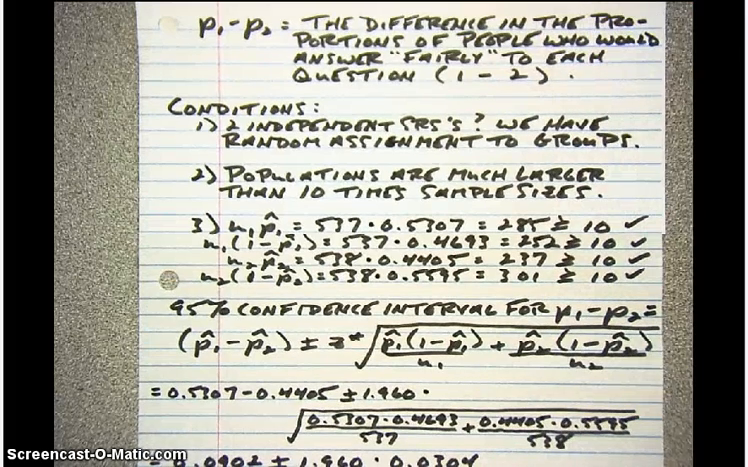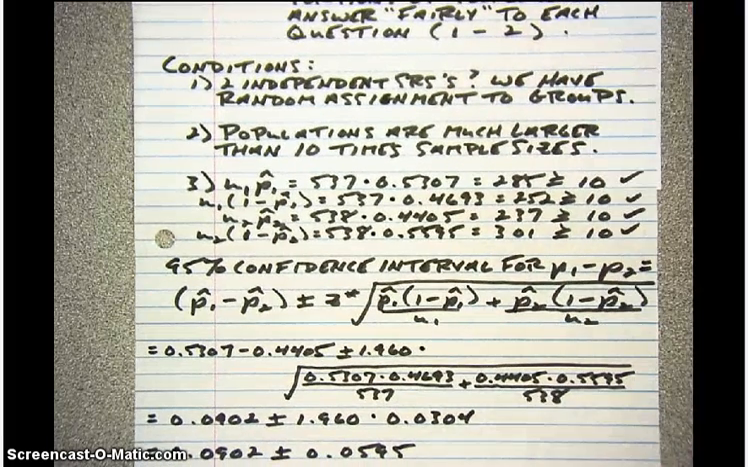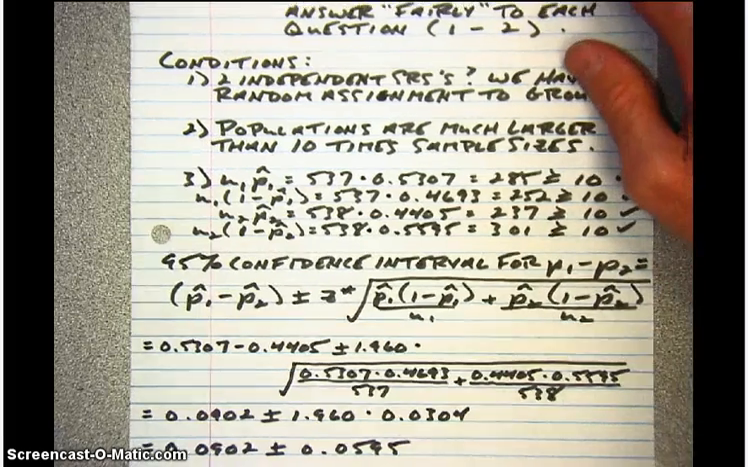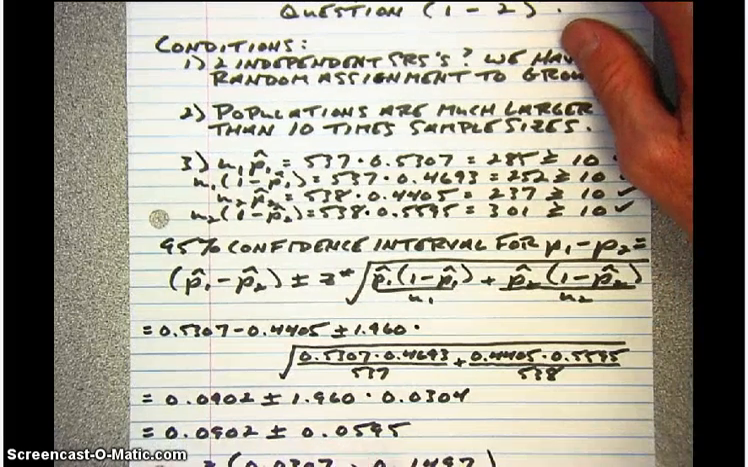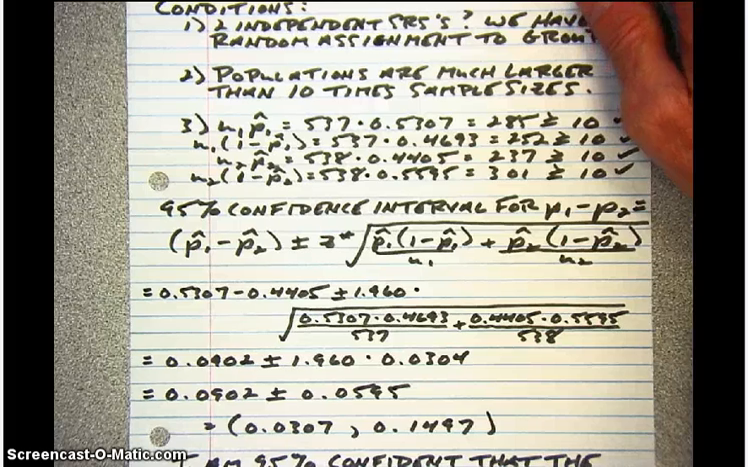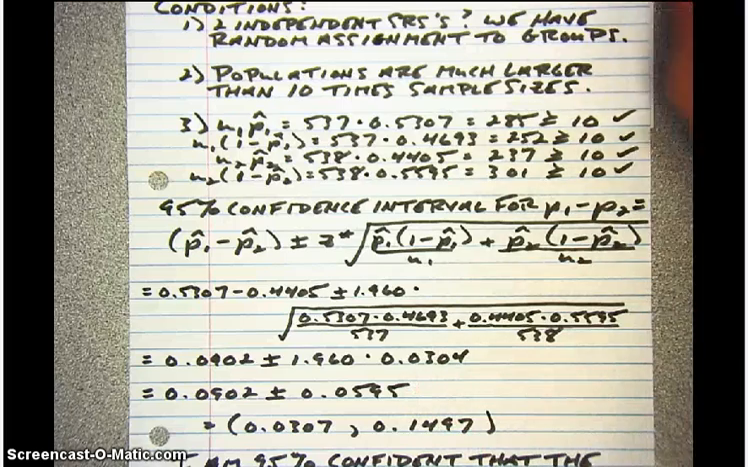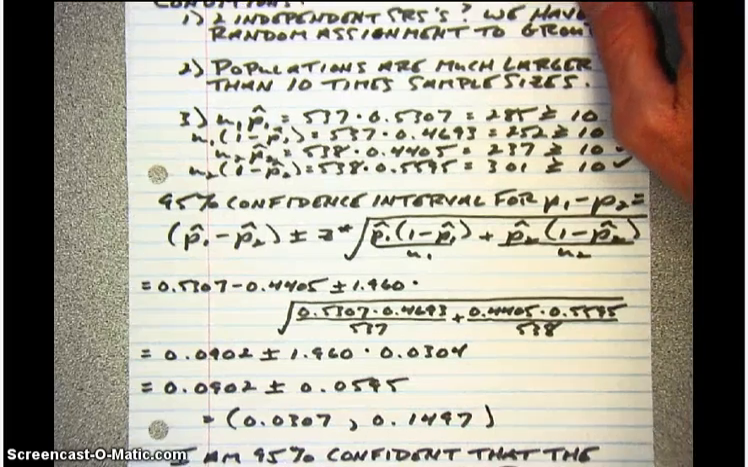0.5307 minus 0.4405 plus or minus 1.960 times this big standard error expression. It simplifies down to 0.0304. This difference simplifies down to 0.0902. And when you simplify it all down further, your margin of error is 0.0595. Your interval is 0.0307 to 0.1497. Margin of error is almost 6 percentage points in this situation.